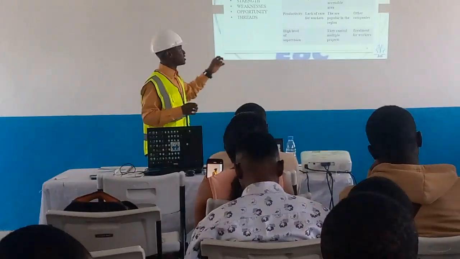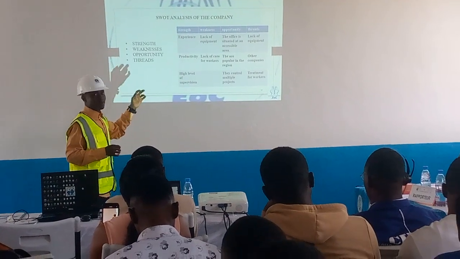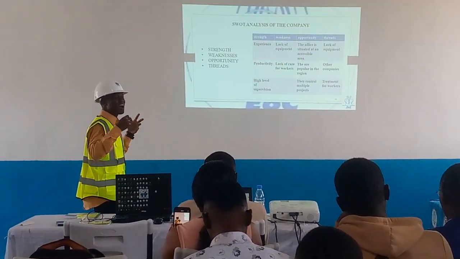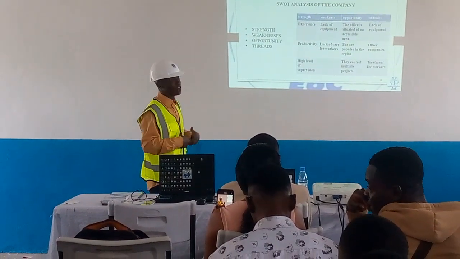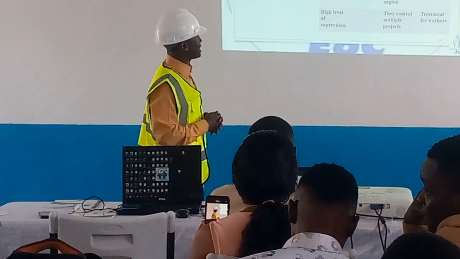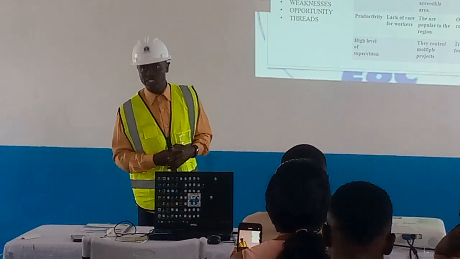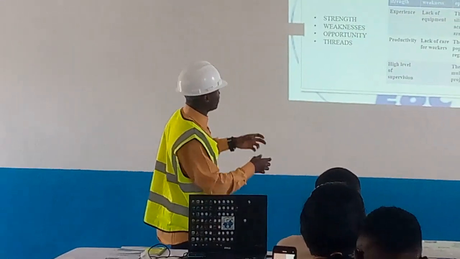Now this is the SWOT analysis of the company. It covers the strengths, weaknesses, opportunities, and threats. The strengths of the construction company are that they have experience, they are productive, and they have a high level of supervision. The weaknesses are that they lack equipment and they lack care for their workers. The opportunity is that the office is located in a good area, and the threat is that since they lack equipment, other companies that have equipment can come in and take contracts from them.